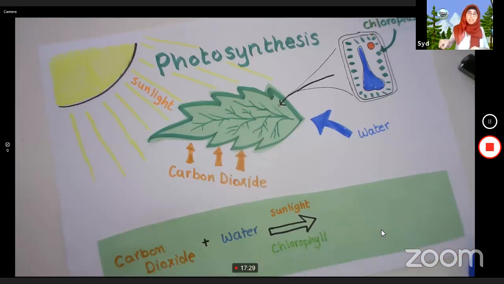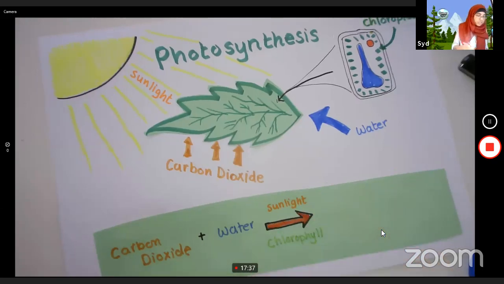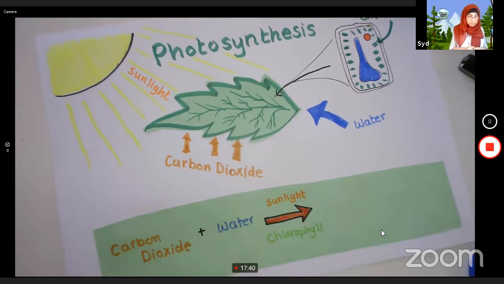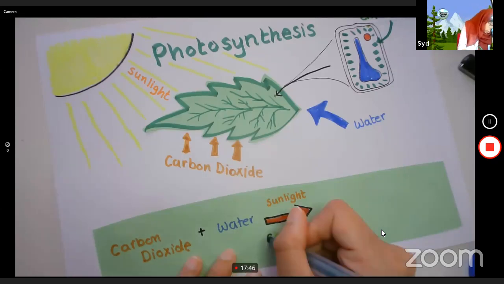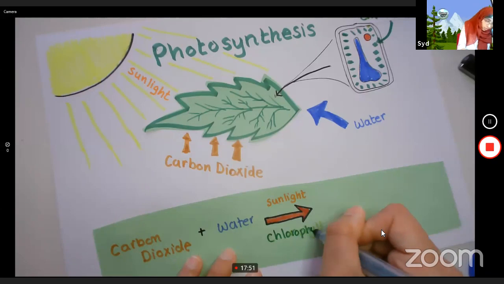And I want to color in that arrow red as well. So we've got carbon dioxide plus water. Then you've got sunlight and chlorophyll being added into that, because otherwise we wouldn't get the reaction happening. Actually, I might go over that in dark because you can't really see it on the green. Probably wasn't wise to do it in green.